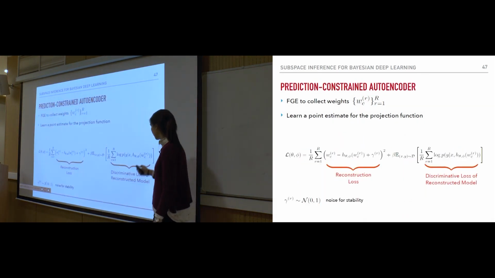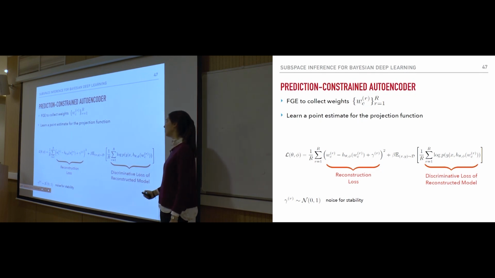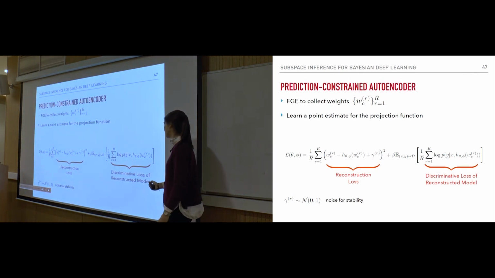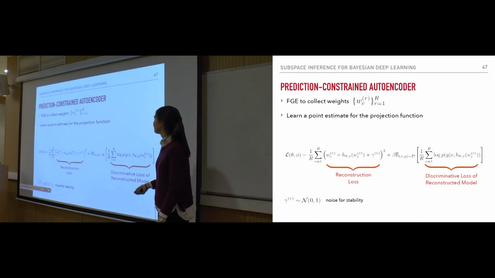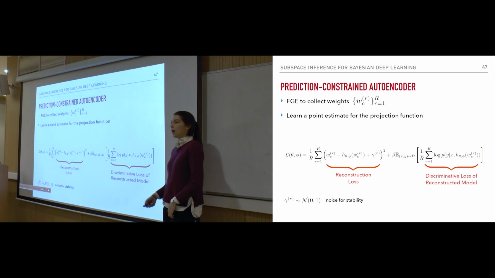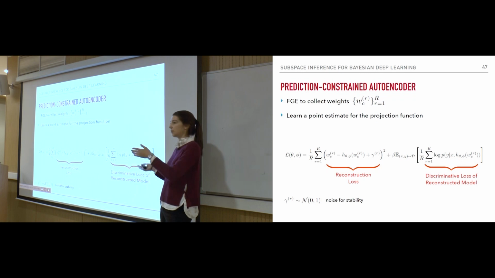But they not only wanted this autoencoder to be good at reconstructing the weights that corresponded to FGE, but they also cared about the discriminative loss corresponding to these weights that were produced by the autoencoder. This is their method that they named the prediction constrained autoencoder, and this is basically just used for good preconditioning of the VI for a nonlinear subspace.